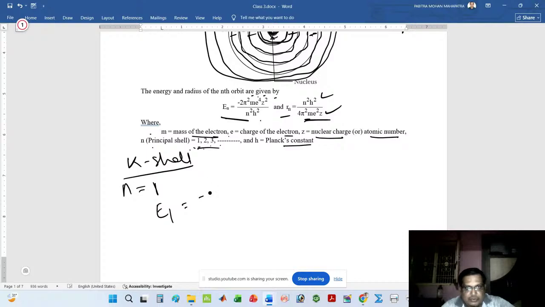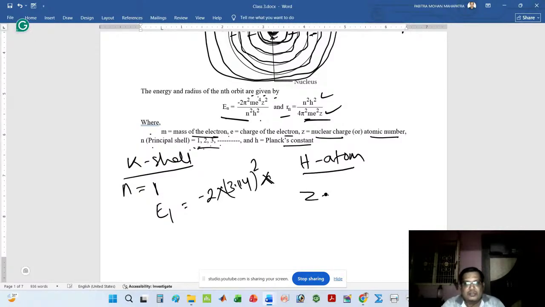Next I will put 2 pi, that is 2 times 3.14, and 3.14 squared. Then put the value of the mass of the electron and also the charge of the electron. Suppose I want to take an atom, that is hydrogen. What is the amount of energy for the K cell present in the hydrogen atom? For the hydrogen atom you can put the Z value as 1. Similarly, you can calculate the radius.